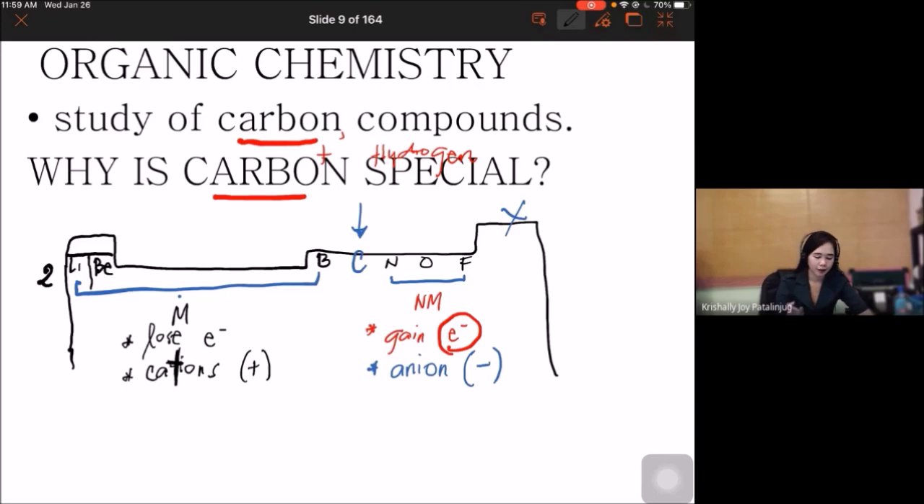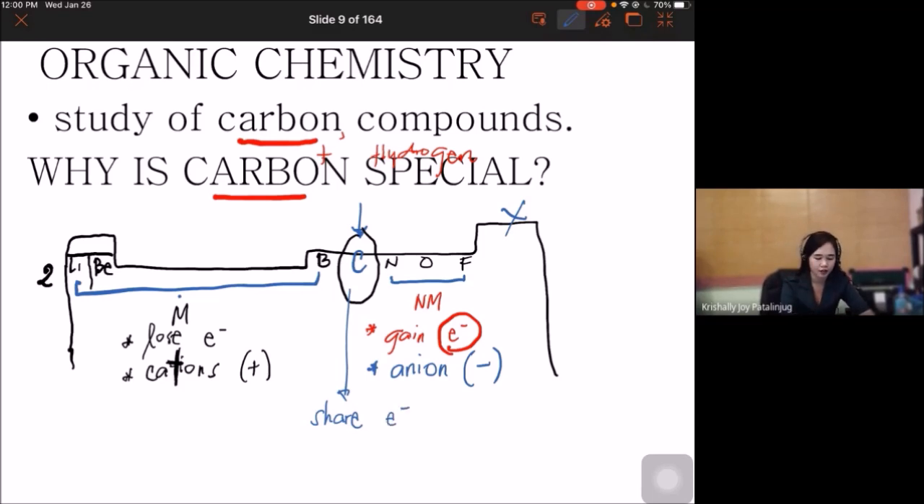Now, back to carbon. It is in the middle of the metals that tend to lose electrons and the non-metals that tend to gain electrons during chemical bonding. What makes carbon special is that it neither loses nor gains electrons. What the carbon element does is that it only shares electrons.